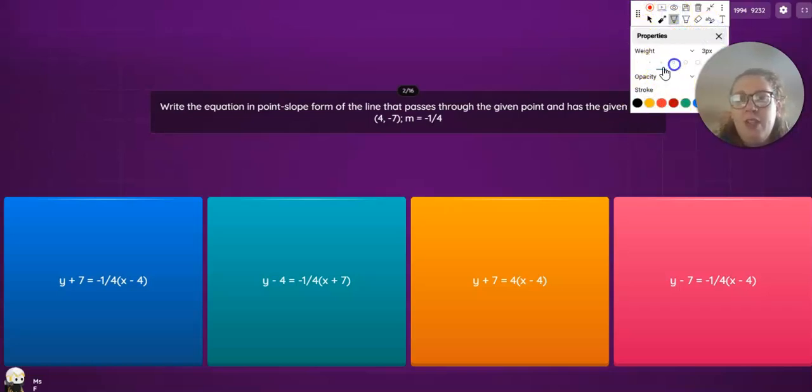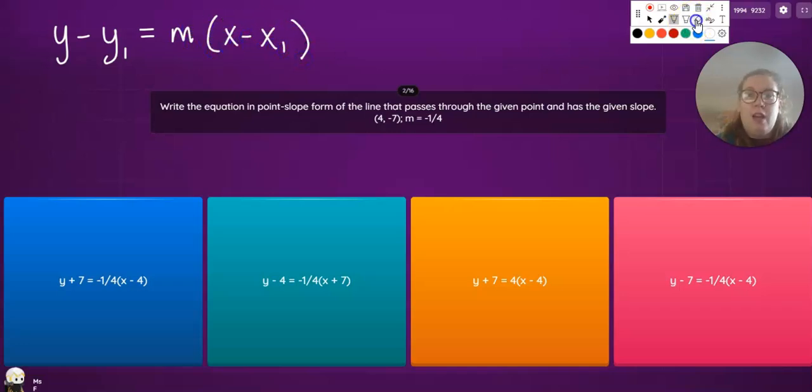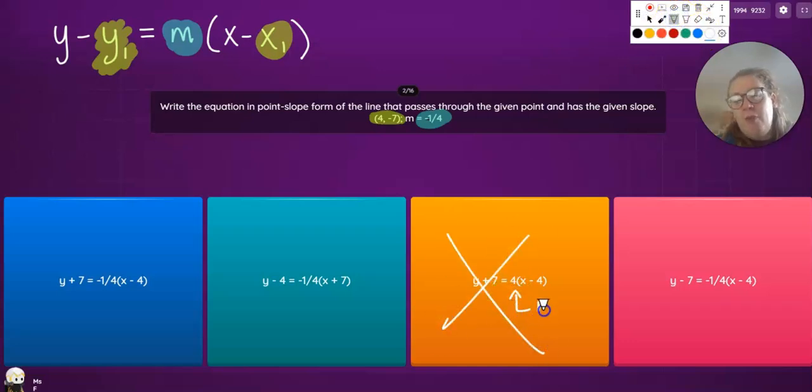We're going to write the equation in point slope form. So I'm just going to write our point slope form on the board for us so we have access to it as we're working through these problems. Our point is 4 comma negative 7. So our x1 is 4 and our y1 is negative 7. And the slope is negative 1/4. Slope is always going to be, when we're in this form, right in front of the parentheses. So already we know that our answer cannot be C because that has a slope of 4, which is not what we're working with.